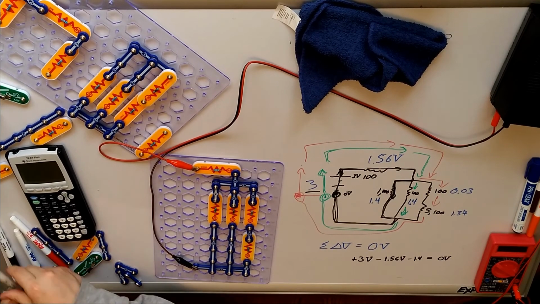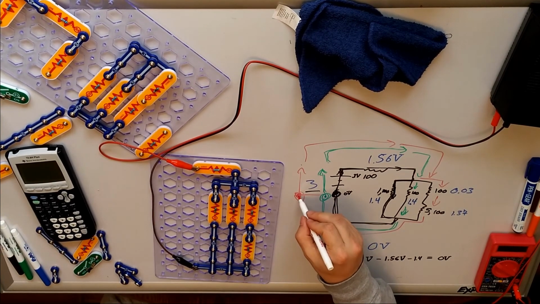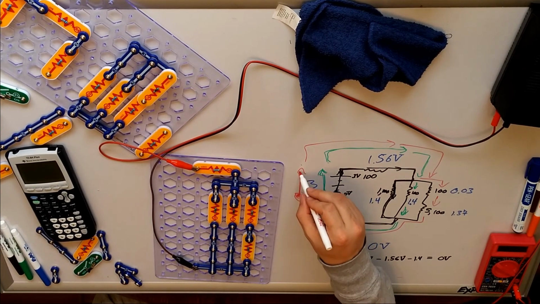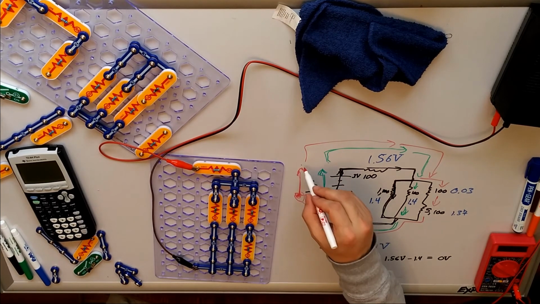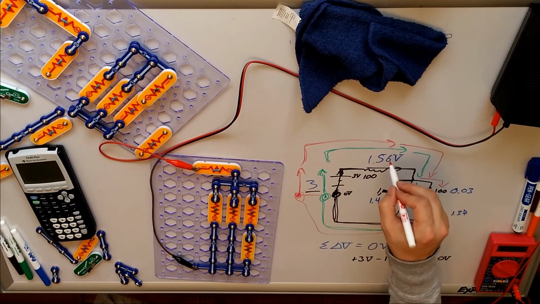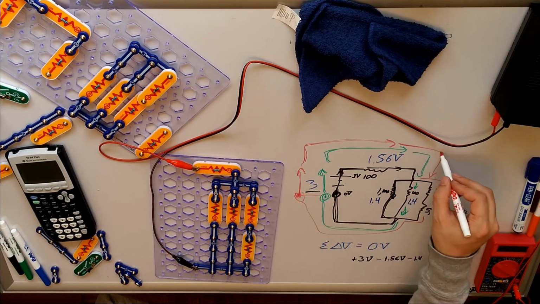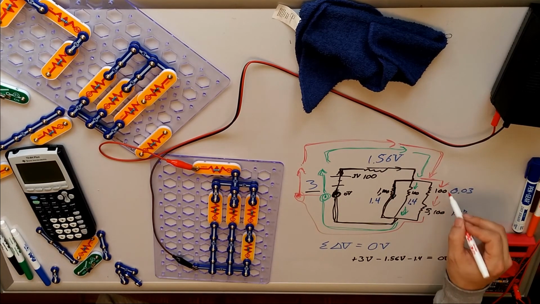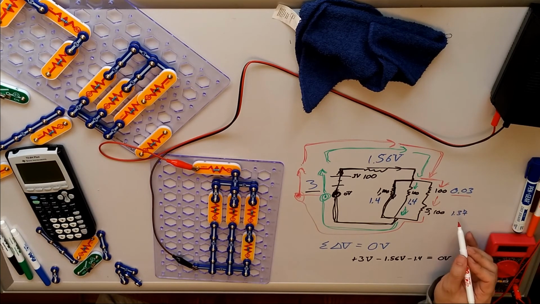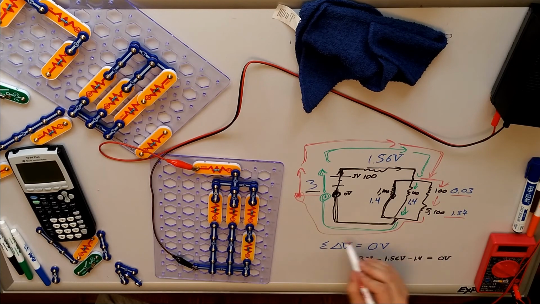Or we could go with the red path, where we start off on the far side of the battery, like I like. We go across the battery, it raises us up to a height of 3. We go across this, it brings us down to a height of 1.4 by subtracting off 1.56. We go down here and go through this branch. This brings us down by 0.03, and then we finish it up with 1.37. We end up back at 0, just the way the other ones did.